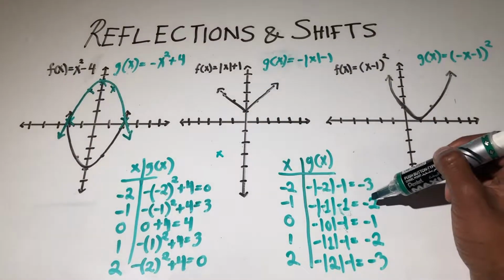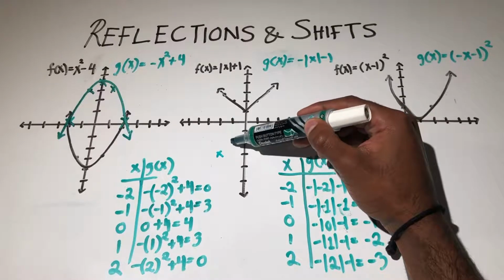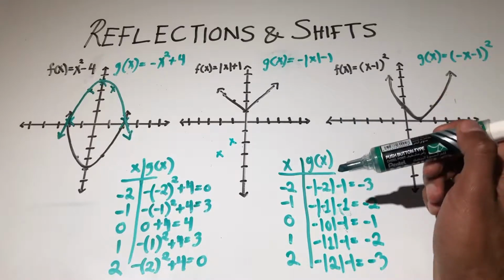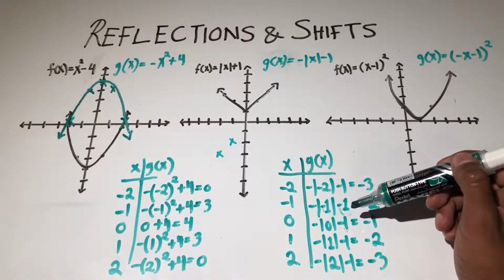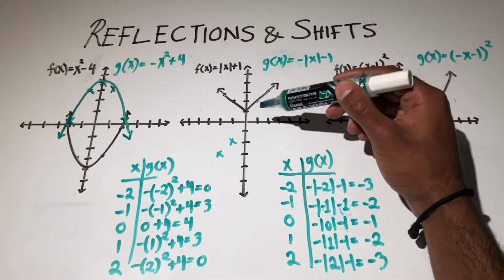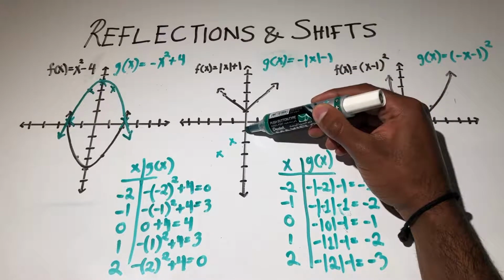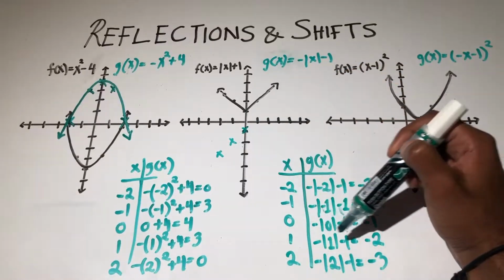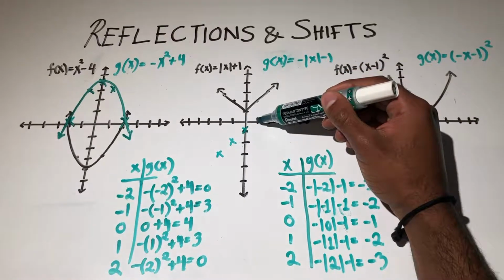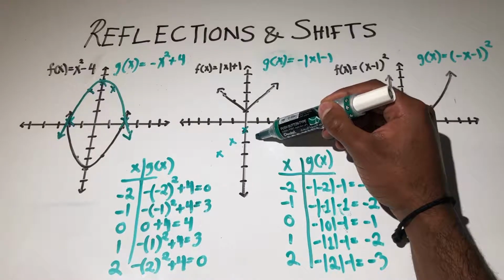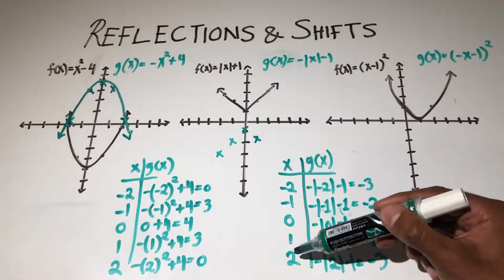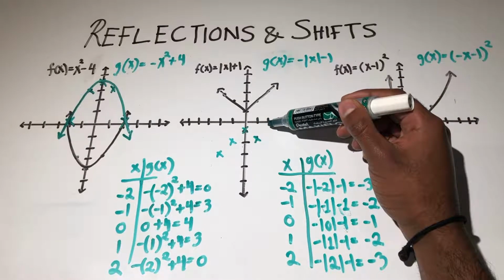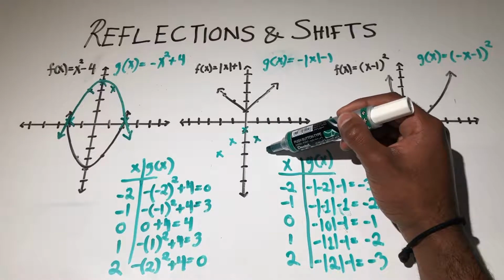Now we have -1 and -2. And we have 0 and -1, which is just 1 unit down. And we have 1 and -2, just 1 unit to the right, and then 2 units down. And then we have 2 and -3. Just 1, 2, and then 3 places down.